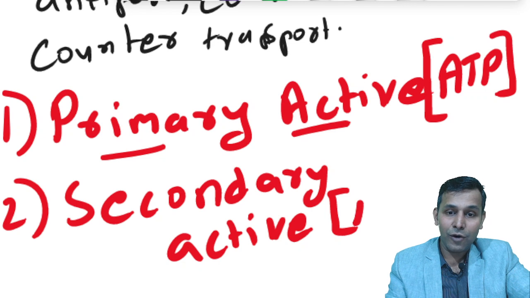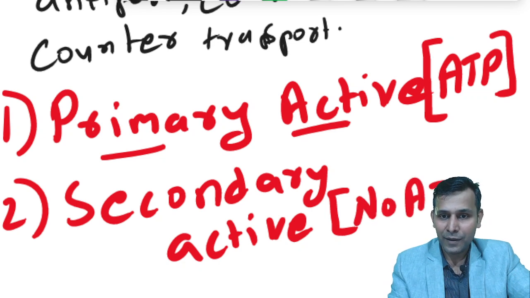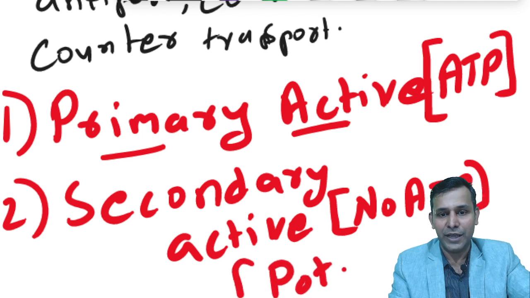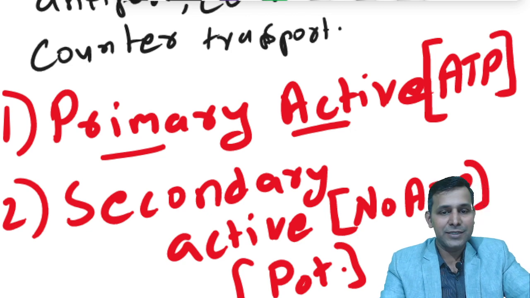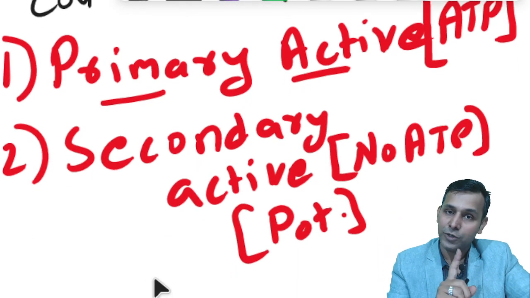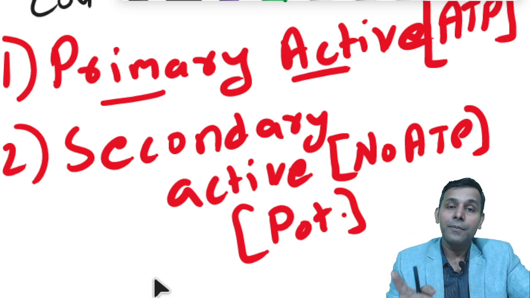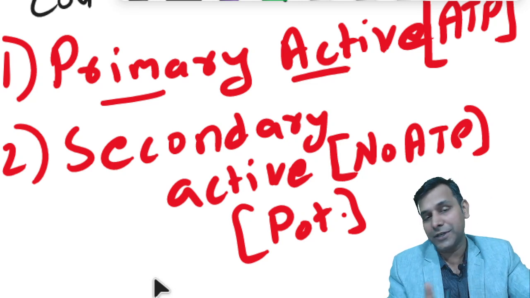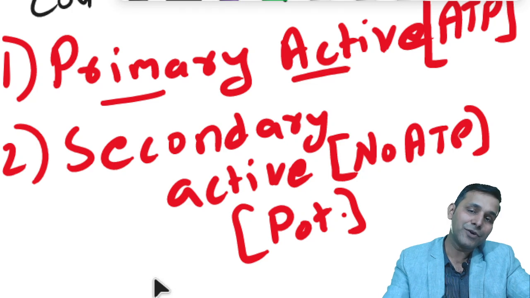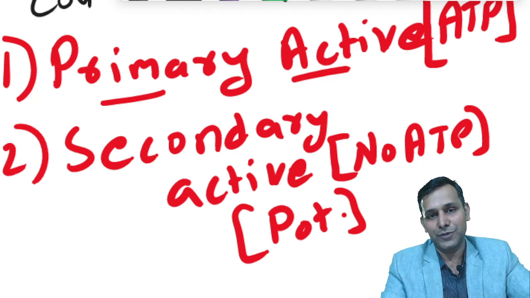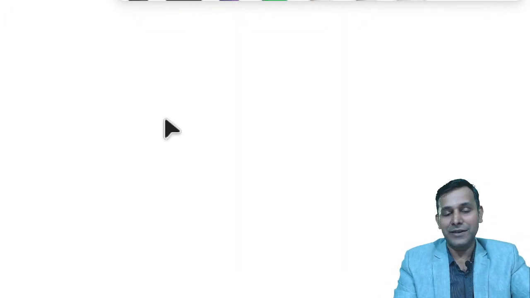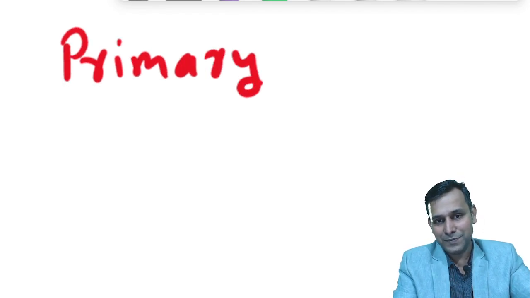So in secondary, although there is no ATP, potential energy is used. Potential energy is used in secondary active transport. So both the transporters use energy. The difference is primary active transport uses ATP, whereas secondary active transport uses potential energy. Okay, let us go with the first, that is primary active transport. Primary active transport is quite an interesting one. Let us study it in detail.